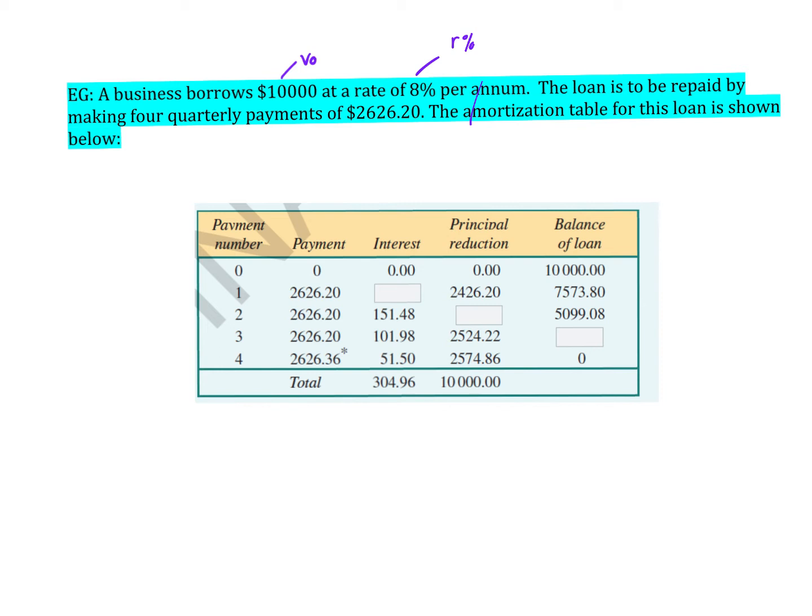When they say they're going to pay it off, but they're doing quarterly payments, that means PPY is 4. They're doing it in quarters. So every quarter. And it just happens that this person's going to pay it off after 4. So after 1 year, they're probably going to pay it off by making these payments. So we've got an amortization table shown, and they want us to work out the gaps.